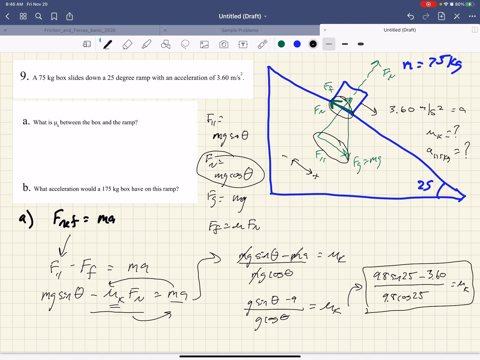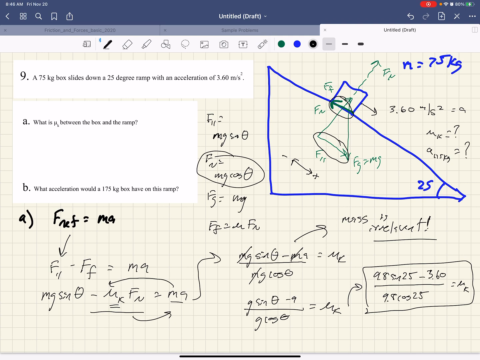All right, that's the answer for A. For part B, what acceleration would a 175 kilogram box have? Okay, so all they're saying is what if you change the mass? Well, we've just discovered that the mass is irrelevant. It could weigh 175 trillion tons for all we care. The acceleration is not going to change, and the mu is not going to change. So what would the acceleration be?